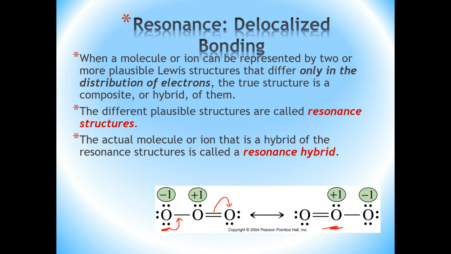So basically, what the resonance theory says, and I'm going to use ozone to explain it here, is that these structures do not in and of themselves represent the true structure of the molecule, but that the real structure of the molecule is a hybrid between those two structures, right?